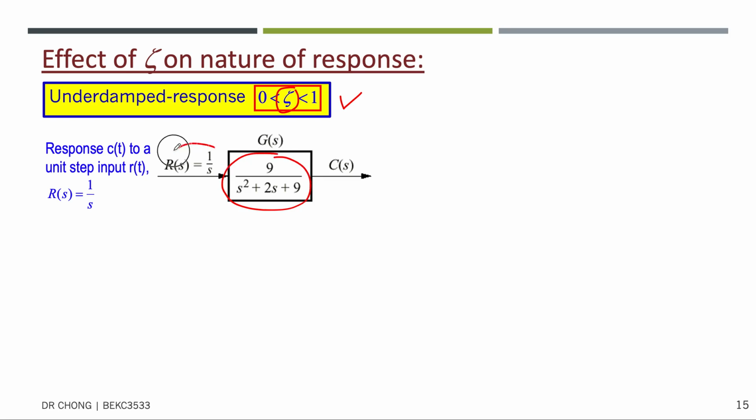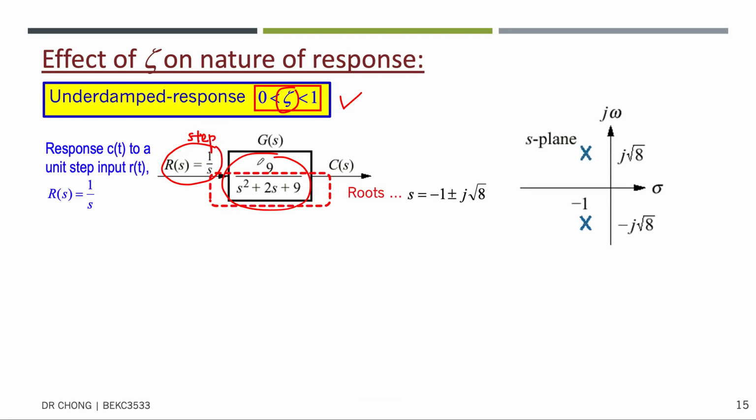G(s), our input is the step input, 1 over s. So when we have G(s) and then we put this, the root, you factorize this one, you can get your s1 and s2 at this location. So this one and this one. If we want to see the step response, R(s) has s at the bottom, so it means it's a pole. So pole s equals 0, so you mark the cross mark at the 0.